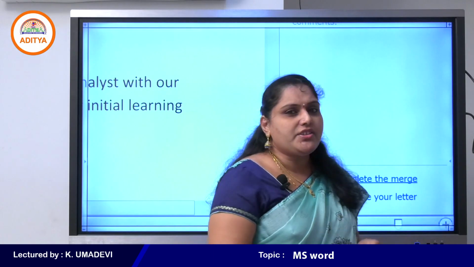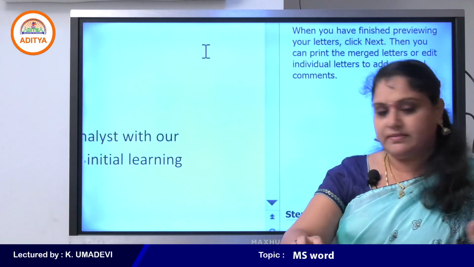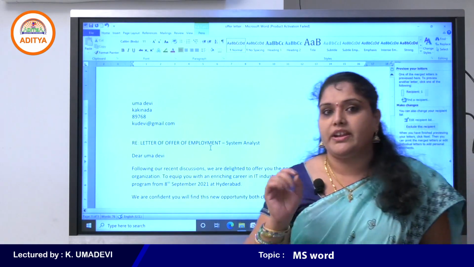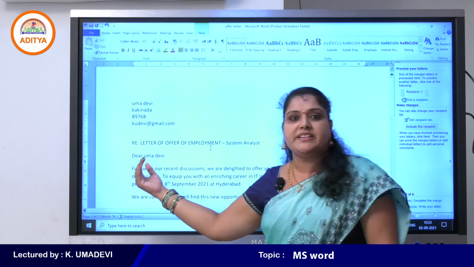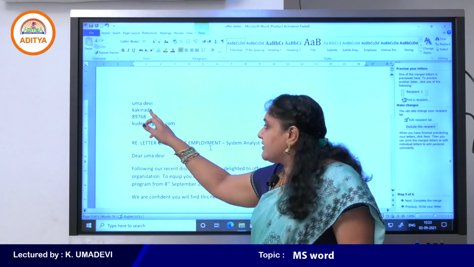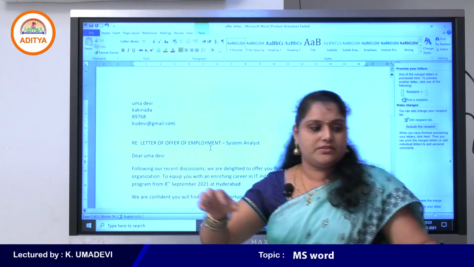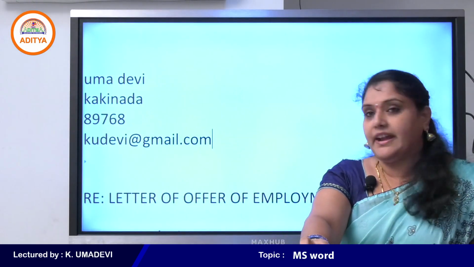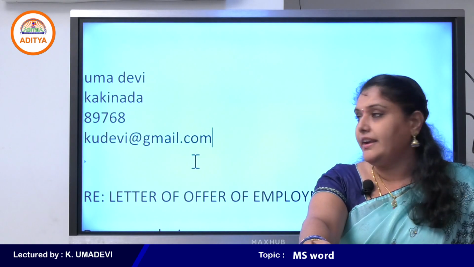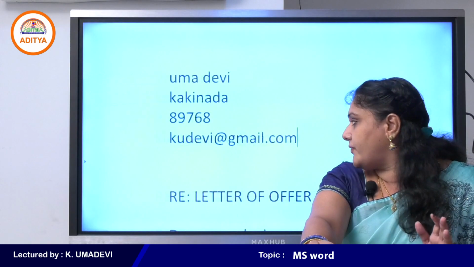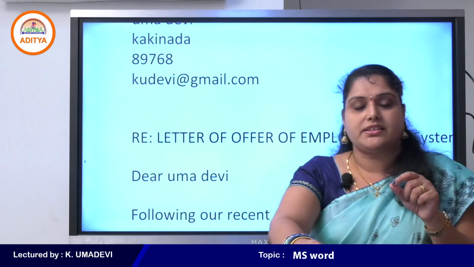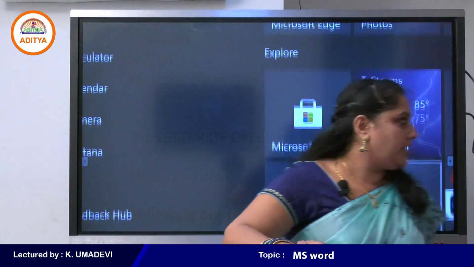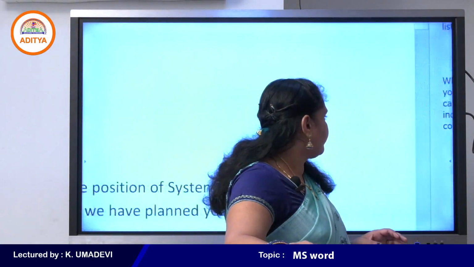Okay. See, once you click on preview your letters, just observe the letter, students. Now you can exactly see how the letter will be sent to the person. See here, this will be the name of the person, and city, work phone, and email address. Here again the first name and last name is automatically inserted. So just see the merge pane, students.